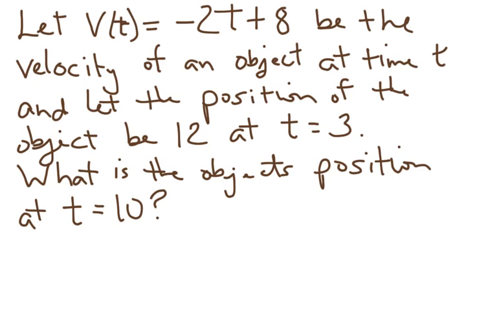All right, so we're asked to find the object's position at t equals 10. Now, the connection here that we're trying to make, we could just find the position function. We can do that by taking the antiderivative of v, and this is an easy velocity function, so we can take its antiderivative rather easily and work this out as just finding the position function, finding the constant of integration and whatnot.